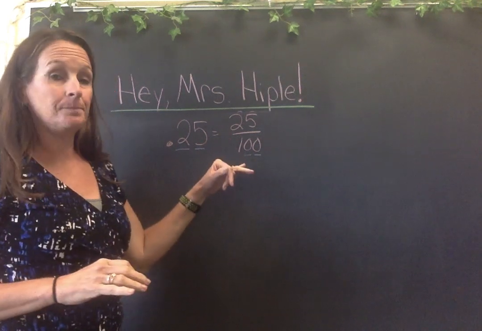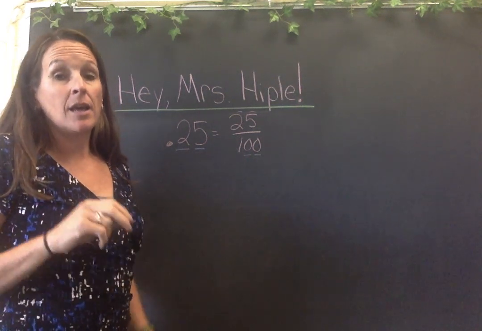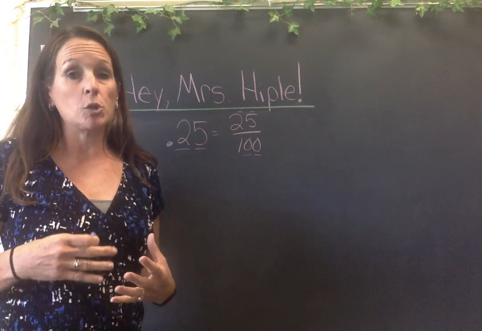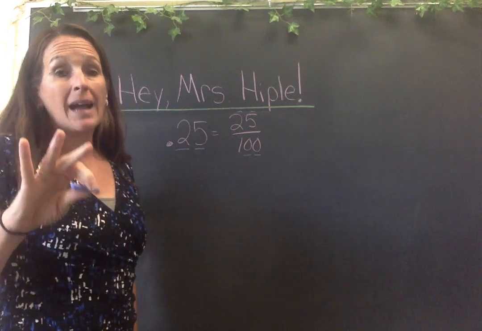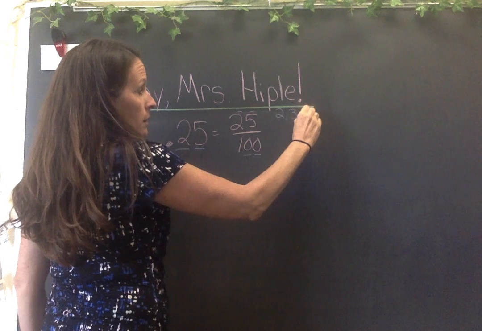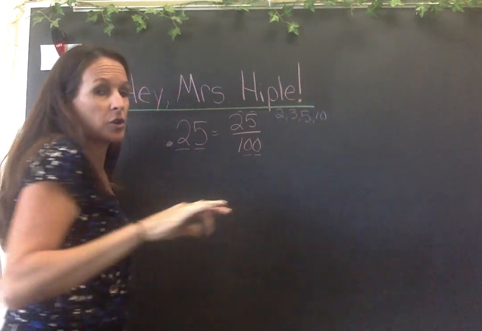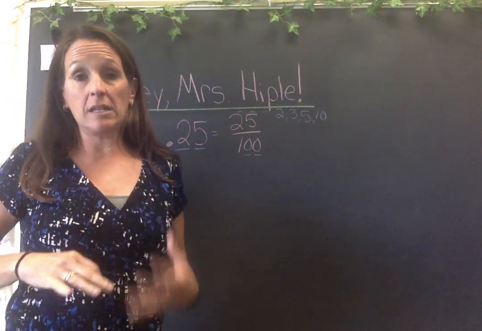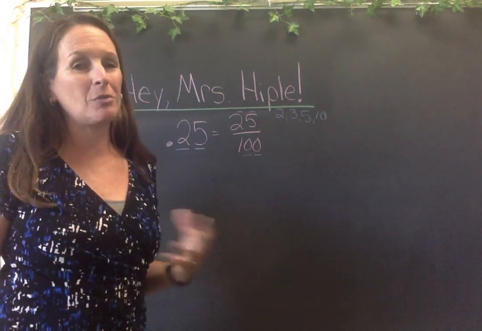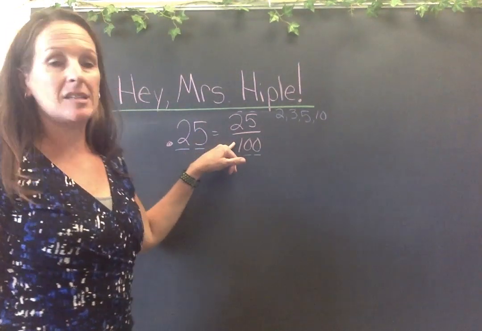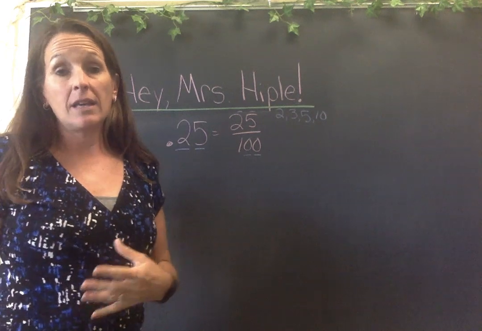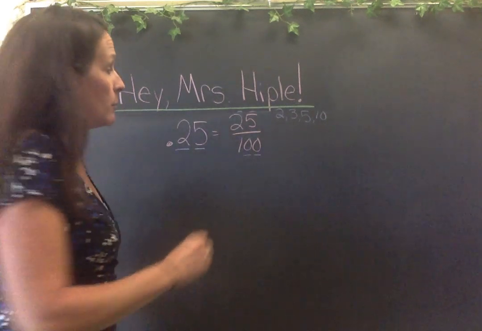Now, I'm not done. I need to reduce this. Sometimes when we're working with big numbers, it gets confusing and kids do not know which number to start reducing with. My suggestion is to start with a 2, a 3, a 5, or a 10. Now, those aren't going to work all of the time, but those are easy numbers to work with, and they will work most of the time. 2 isn't going to work, 3 isn't going to work. However, I can look at these and tell right away 5 can go into 25, and 5 can go into 100. So let's divide them both by 5.